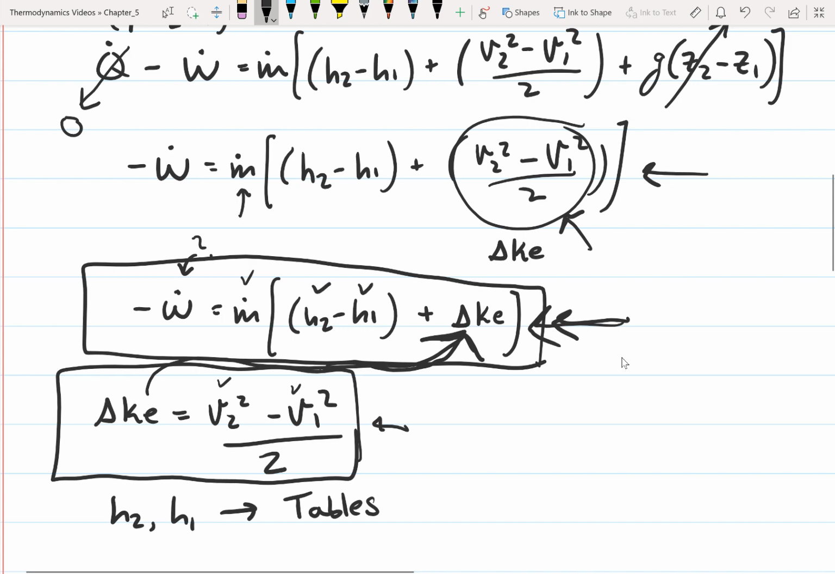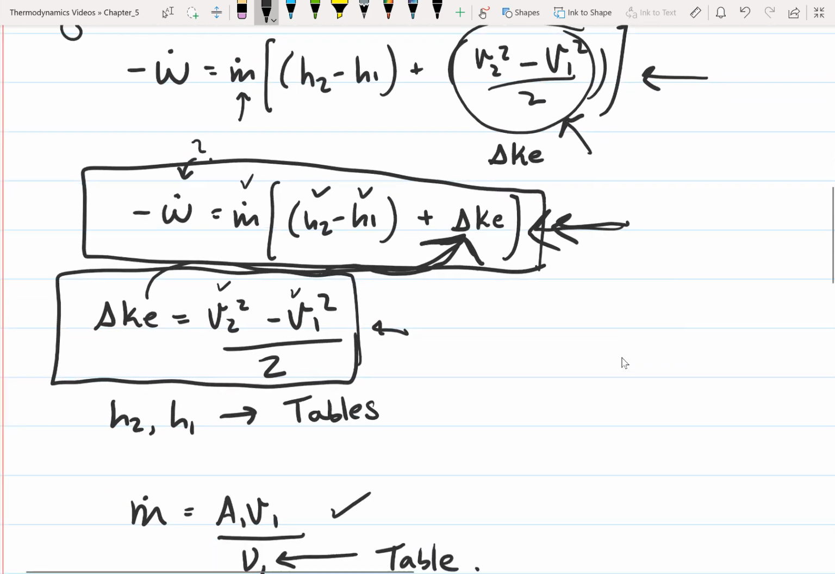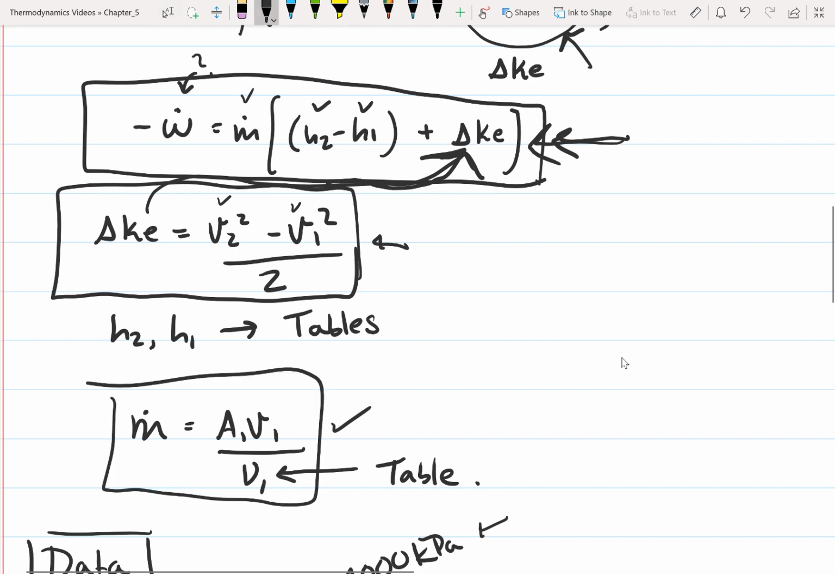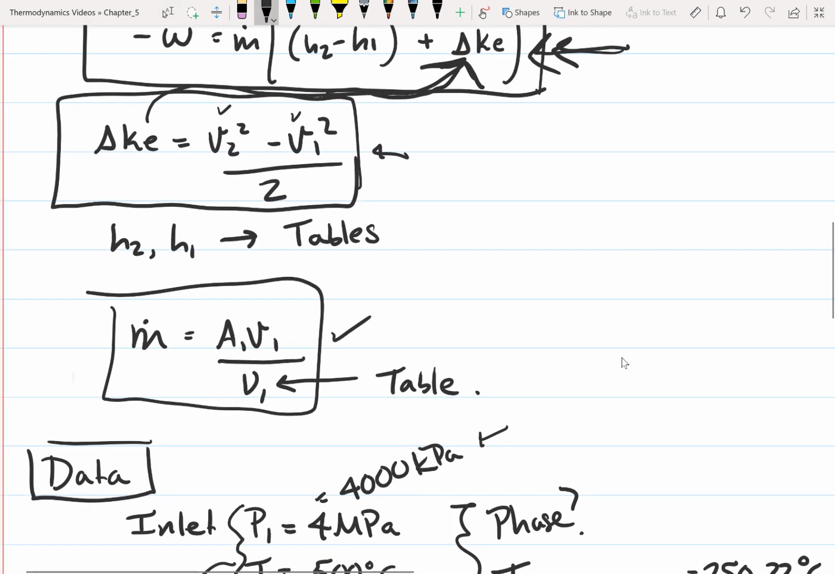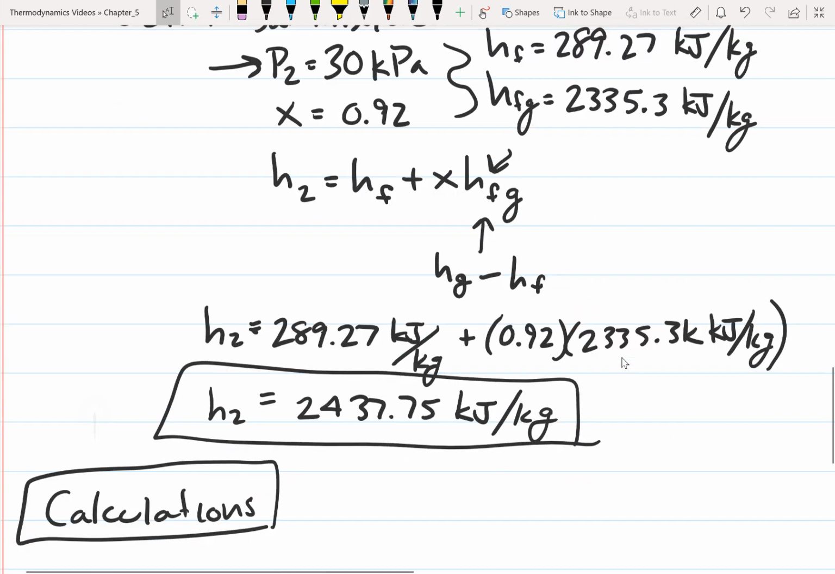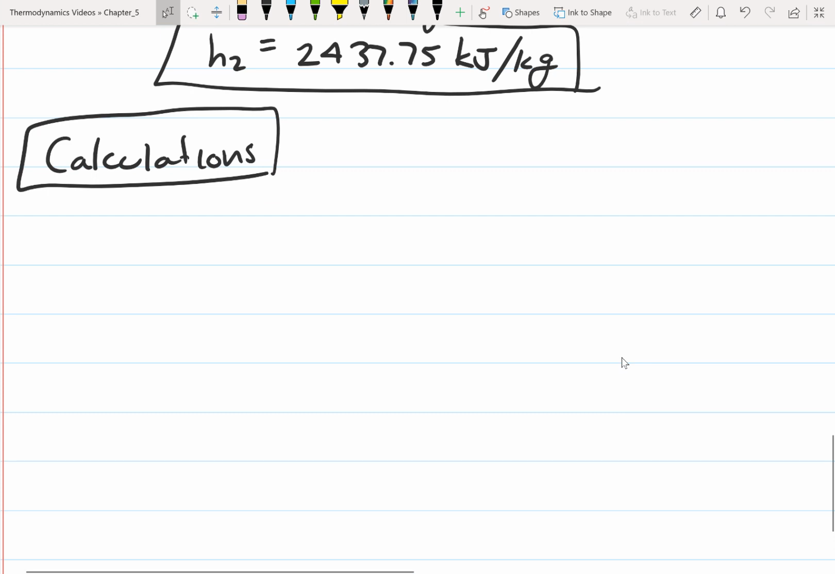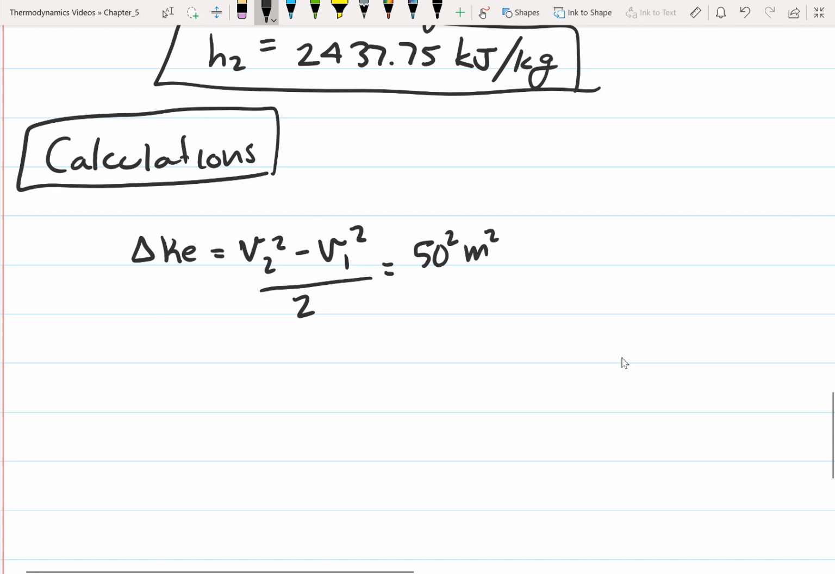And we know the enthalpy at the inlet and outlet because we just looked them up. And then last I'm going to calculate the area from this equation for the mass flow rate. So I'm going to go down here and I'll rewrite these equations so we know what we're solving. So the change in kinetic energy is equal to V2 squared minus V1 squared over 2. And this is equal to 50 squared meters squared seconds squared minus 80 squared meters squared seconds squared over 2.